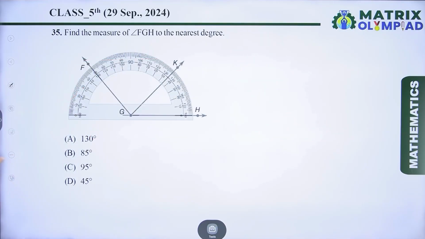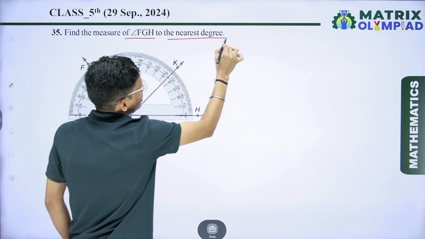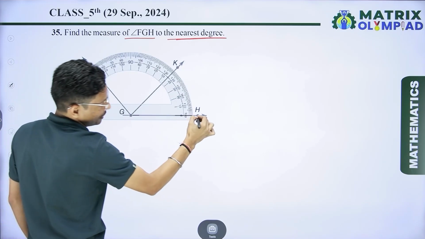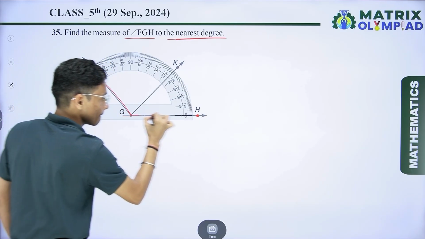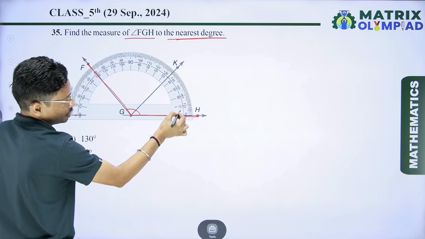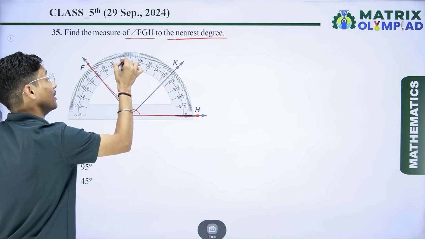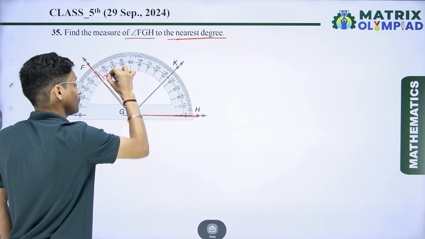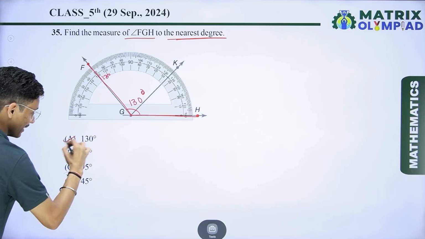Next question: find the measure of angle FGH to the nearest degree. Here we have to find, point F is over here, then point H is over here. So here we have to find this angle. Now let's check 0, 10, 20, 30, 40, 50, 60, 70, 80, 90, 100, 110, 120, 130. So here the angle is 130 degrees. So 130 degrees, option number A is correct.